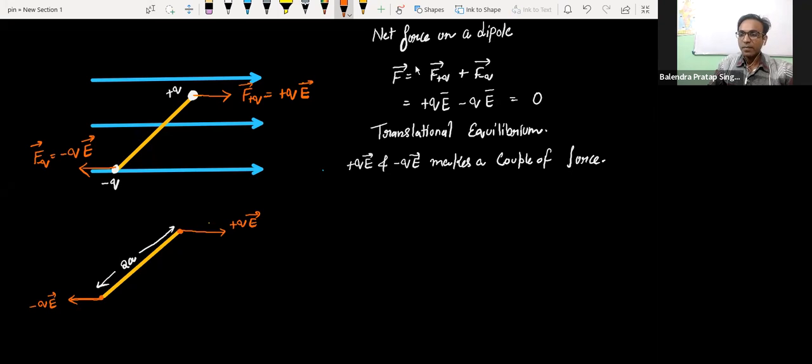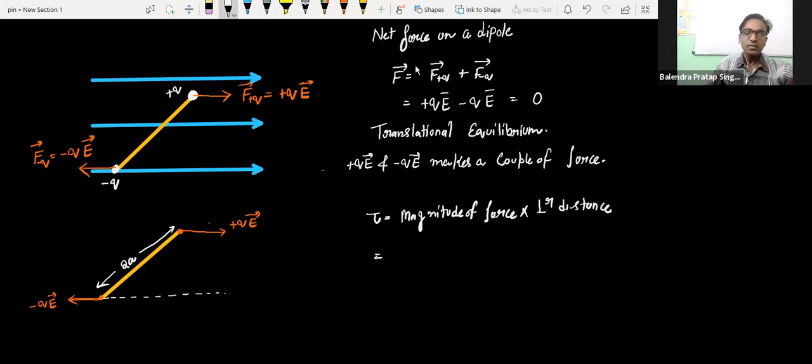The line of action of this minus QE force is like this one. So you can find the torque. Torque is the magnitude of force into perpendicular distance. Here the magnitude of force is QE, not positive, not negative, only the magnitude, that is QE.